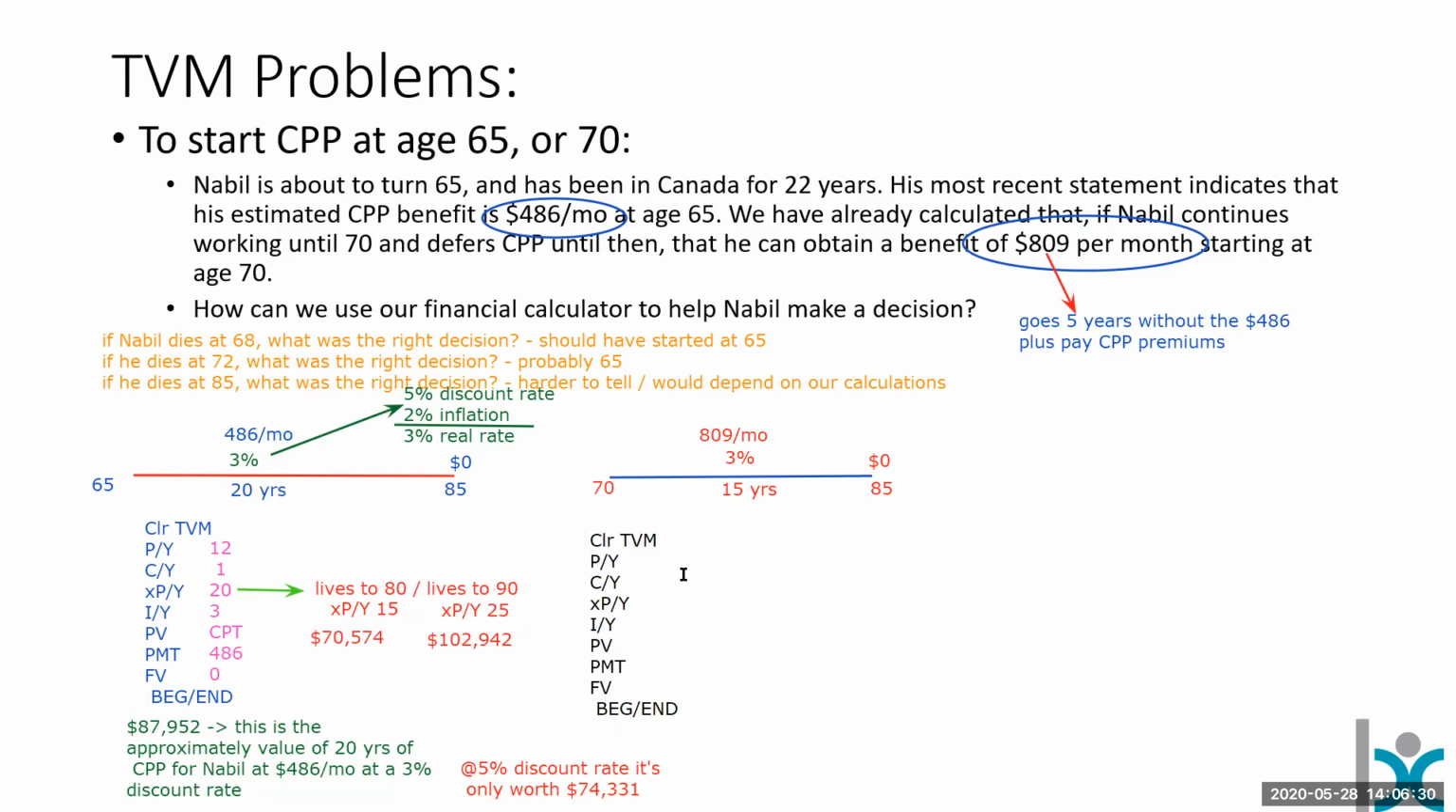We can go through and solve this again. So our PY is going to be 12 and 1, same deal, times PY is going to be 15 here. IY is going to be 3. Present value, we're going to compute payment at 809. Future value of 0. And I guess I should just be clear here, we're solving all of this on end. Your CPP payments are made at the end of the month. Okay, are we ready to solve that?